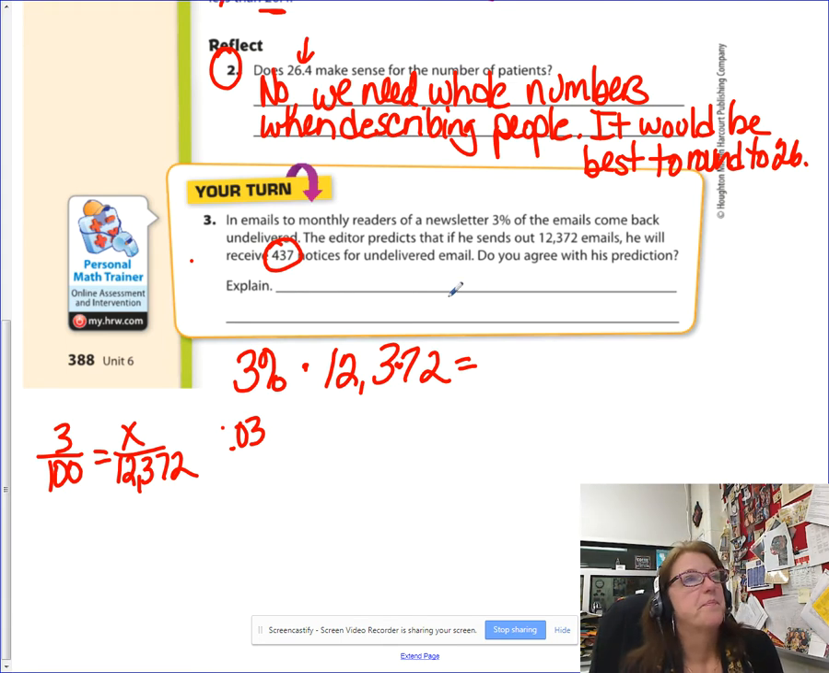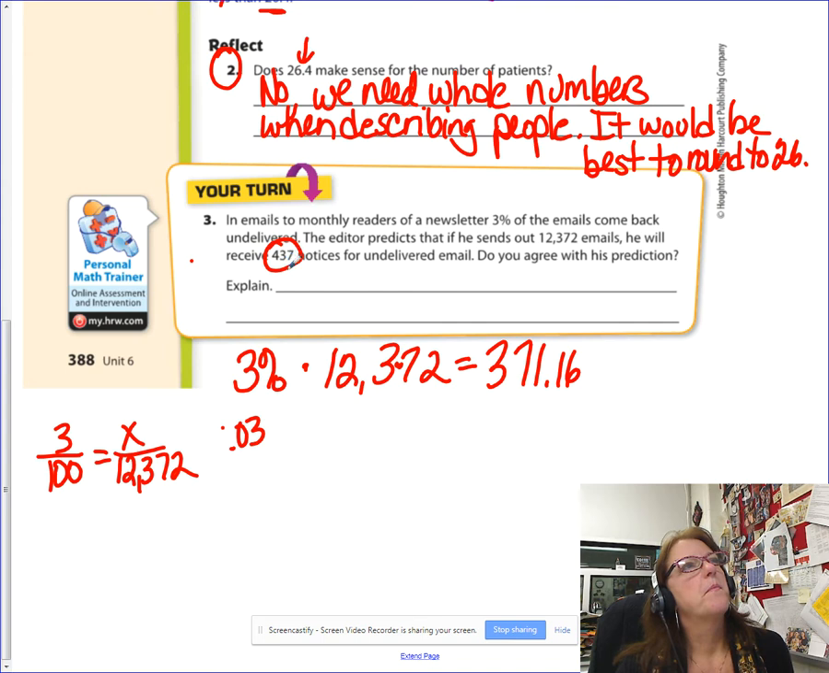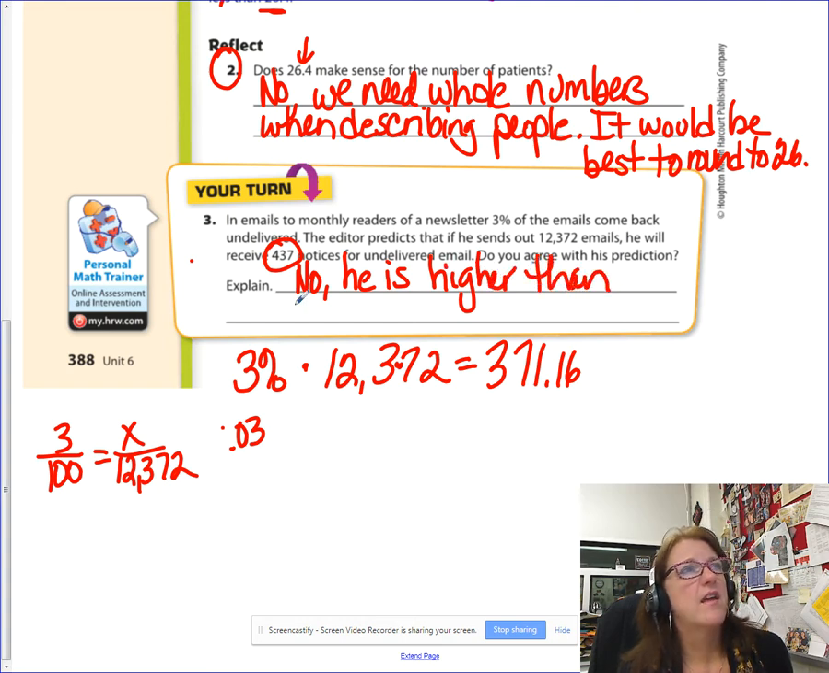What do you get? I got 371 16/100ths. Okay. Now hold your horses. Let's take a look here. His prediction was 437. It says, do you agree with this prediction? Man, I'm going to say no. He is higher than our prediction, or maybe you want to say my prediction.